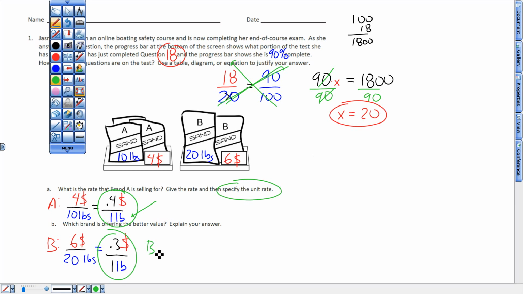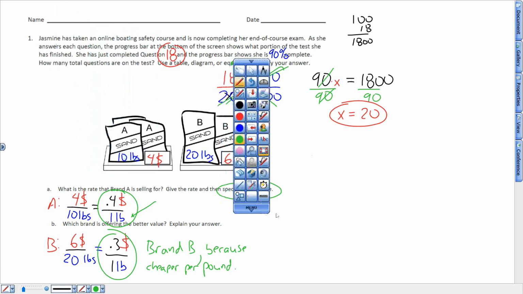So you'd have to tell me in words. Brand B, because cheaper per pound, maybe. 1 pound is about 10 cents cheaper. So if I bought 1 pound from brand B, I'm saving 10 cents. If I buy 2 pounds from brand B, I'm saving 20 cents more. All right, let's keep going.